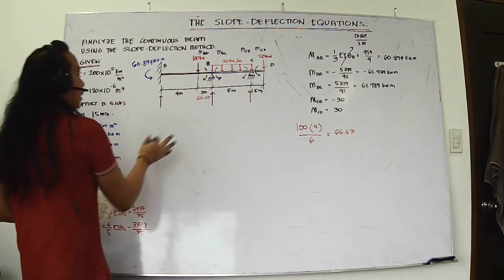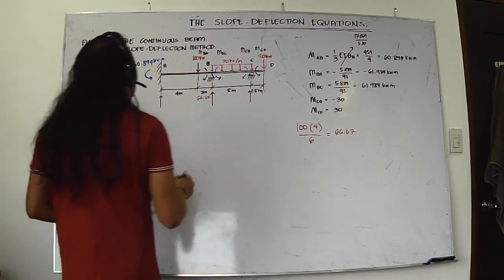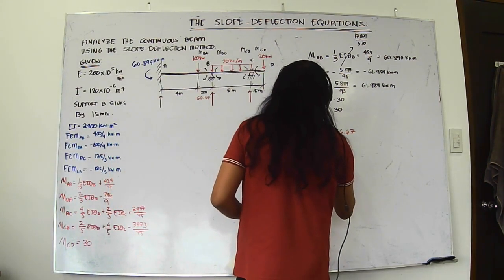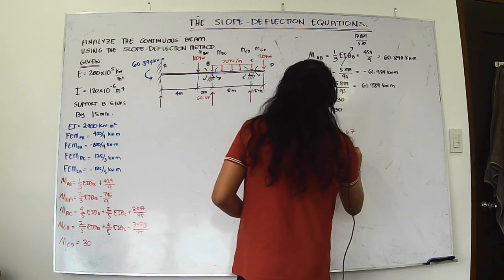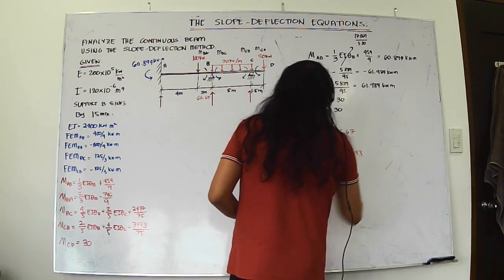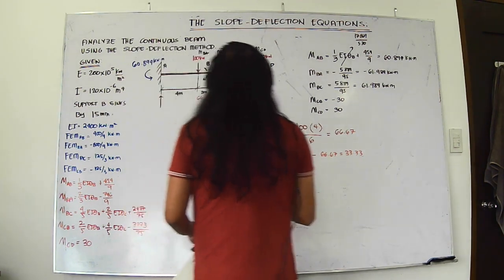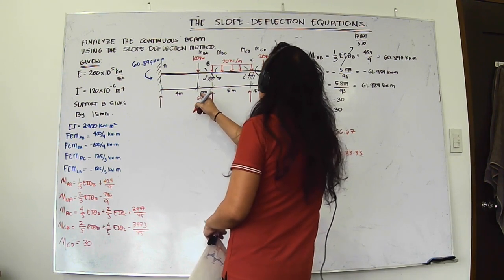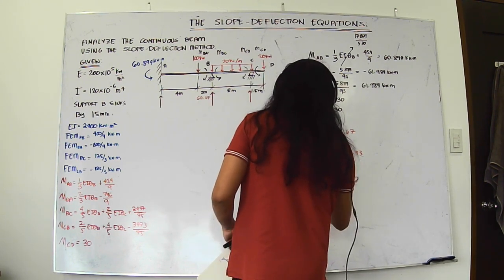66.67. Likewise, for the other end, you can just say 100 minus 66.67 is 33.33. Or if you want, you can say 100 times 2 divided by 6.